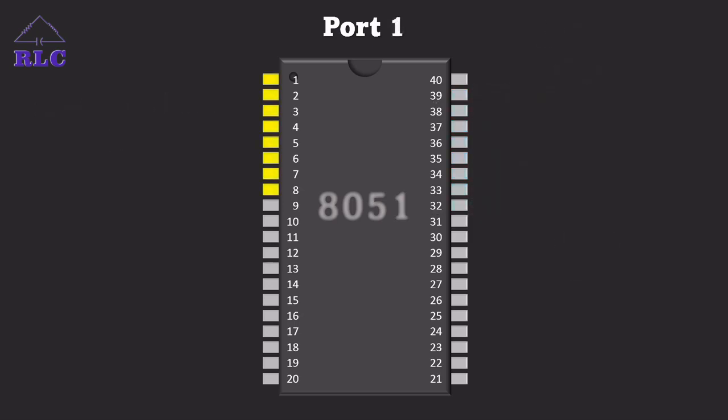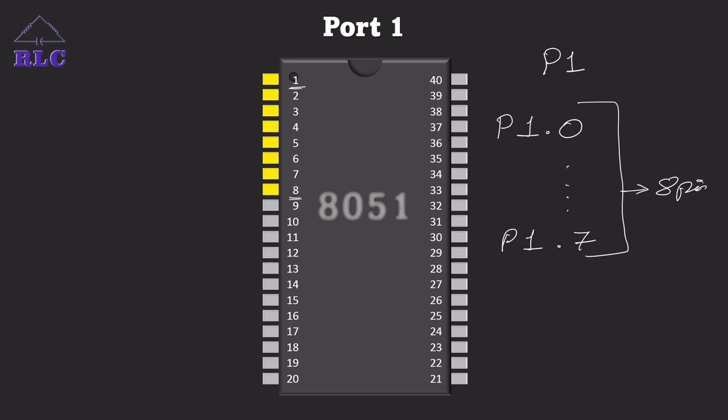Next, if we go with port 1, port 1 pins start from pin number 1 and end with pin number 8. Port 1 can be represented as P1, and each pin in it can be represented as P1.0 until P1.7, which makes 8 pins. If we check over here, P1.0 is pin number 1 and P1.7 is pin number 8.